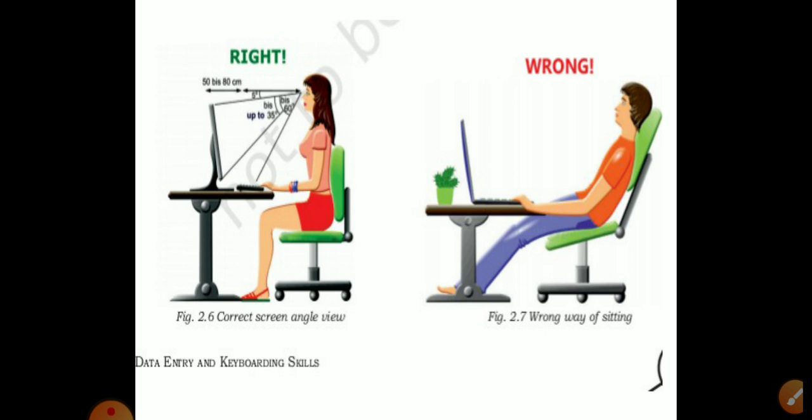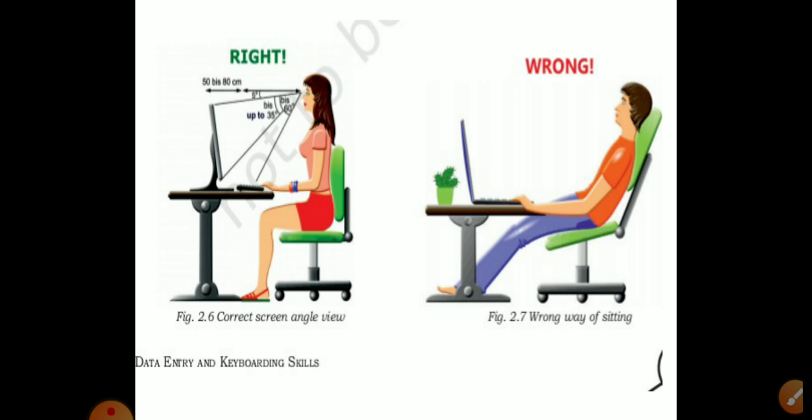Look at this figure, which is the right position and which is wrong. How you have to sit, and in which position you are not supposed to sit with your computer. Look at the angle given. You have to sit at a 90-degree angle. This is the correct screen angle view, and how to see your screen.